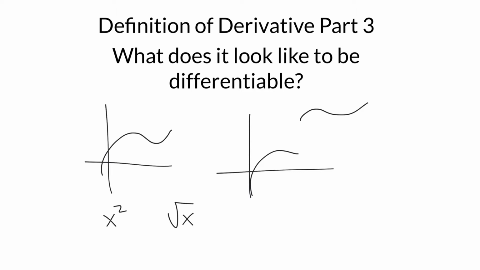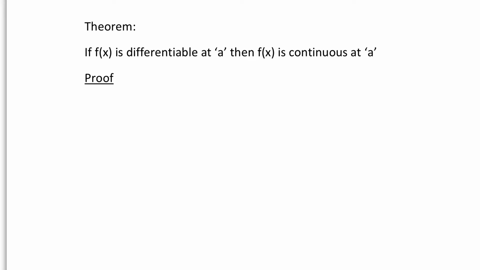We might not know other things about the function, but surely something like this where it's not connected here, there could be no tangent line. If you're going to have a tangent line there, you certainly have to have a connected graph. And indeed, that's a theorem that we can go ahead and prove. The theorem states that if f is differentiable at a, then f is continuous at a. We get this idea that if a function is differentiable, if it has a tangent line, then surely it's connected.